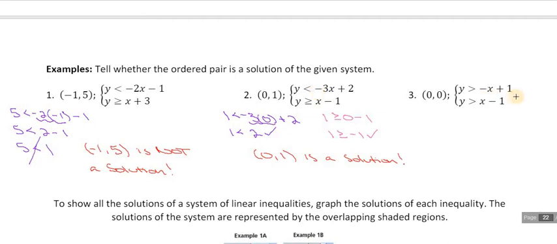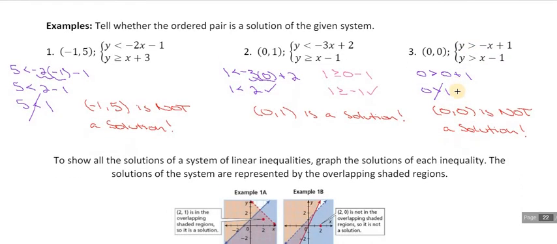Okay, so you check out number 3. Is the ordered pair (0, 0) a solution to this system of linear inequalities? Well, hopefully pretty quickly you determined that (0, 0) is not a solution to this system of linear inequalities. It makes our first linear inequality false, so we don't even need to bother with the second one.